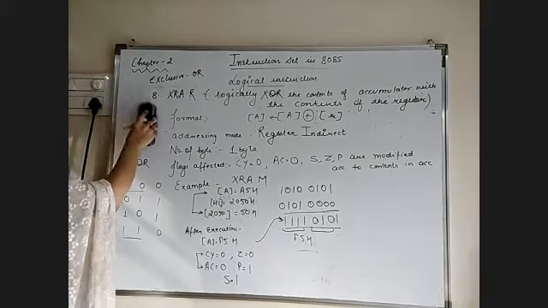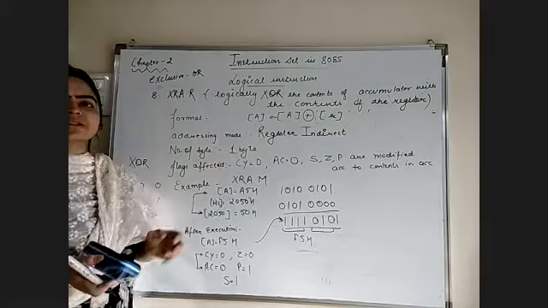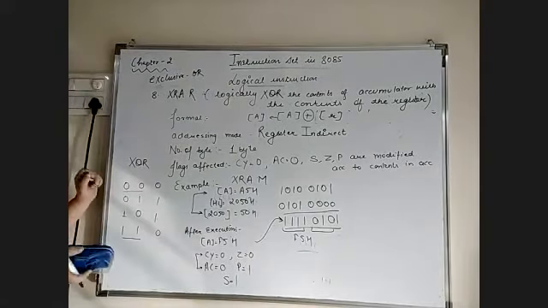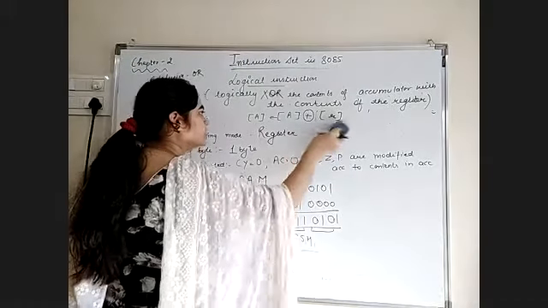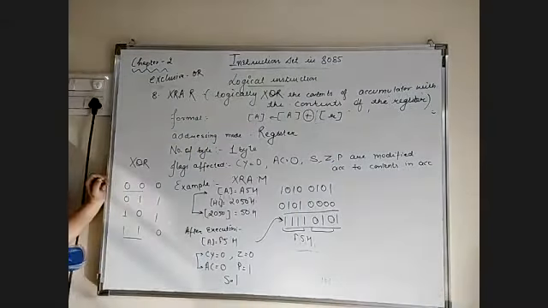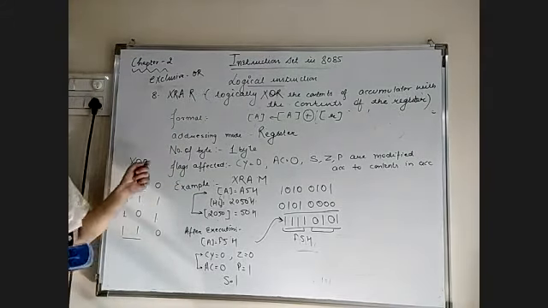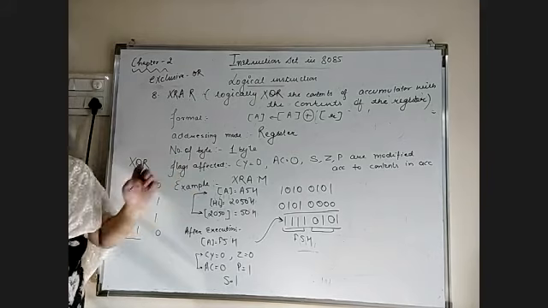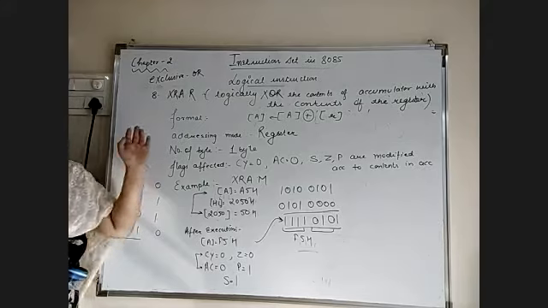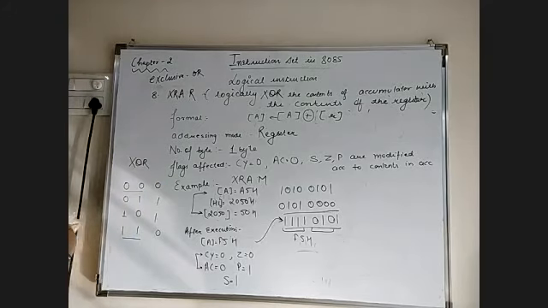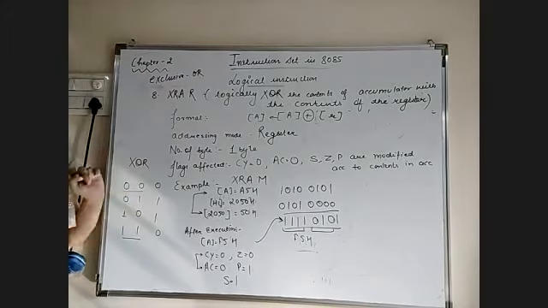Now we can see the addressing mode. In this instruction, both the source as well as the destination are general purpose registers. That means the addressing mode of this type of instruction is register addressing mode. Next we have the number of bytes. This instruction will occupy only 1 byte of memory, because no explicit data or address is written. Next, flags affected remain the same as for the XOR instruction.